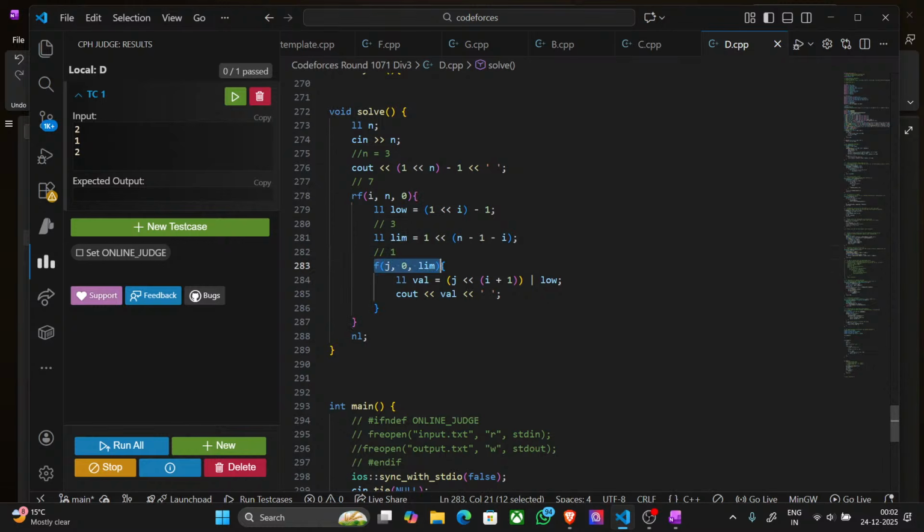Then I have done an iterative loop from 0 to limit. Then I have added all the elements, taking the OR, for how many elements are present in this particular set. Like for the first set there was 3, for the second set there was 1 and 5, for the third set there was 0, 2, 4 and 6. Then I have outputted those values. This was the whole code.